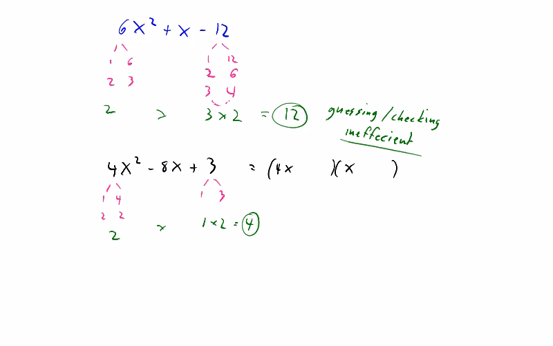Now, let's look at the signs before we move on. Since the sign on the 3 has to be positive 3, we need both factors to be positive or both factors to be negative. Since the middle term has a negative sign, that tells us automatically that we must have a minus and a minus. So the only thing left to figure out is where to put the 1 and where to put the 3.